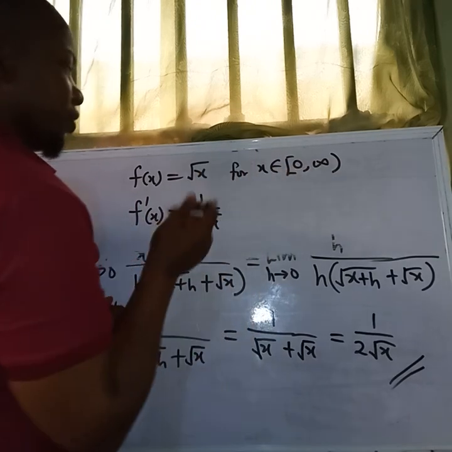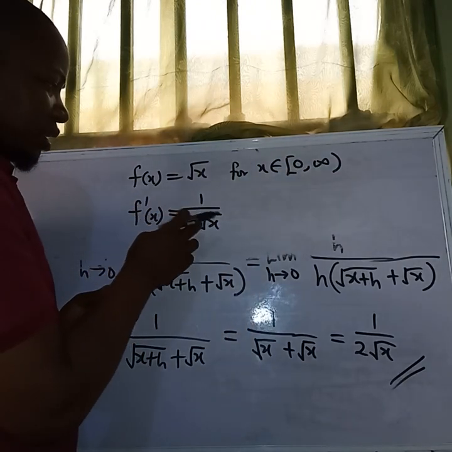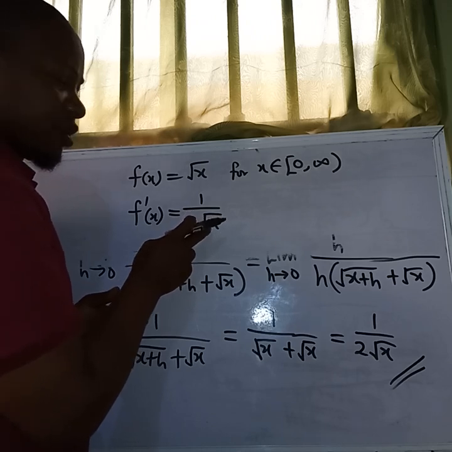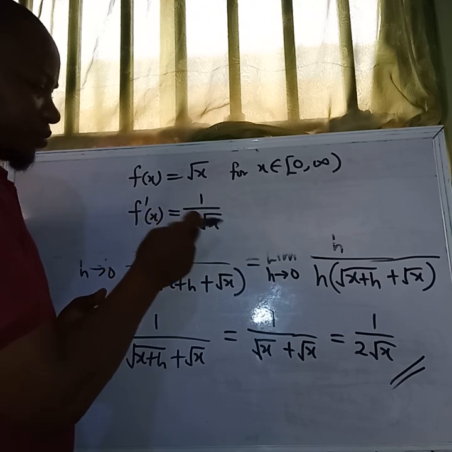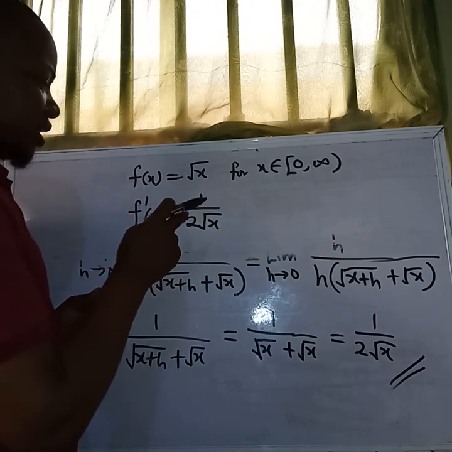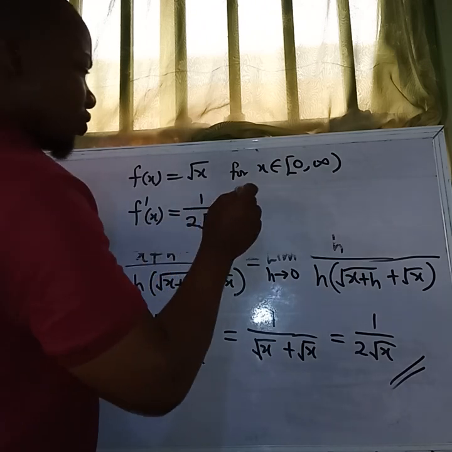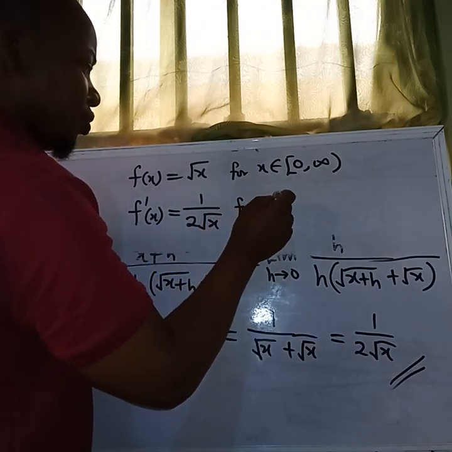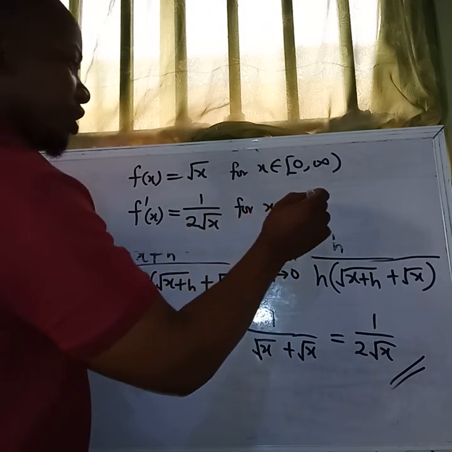Zero is inclusive in the domain of f, but here you will see that we can't put 0 because the expression is undefined, and because of that, 0 cannot be part of the domain of this function. So when we remove 0 from the domain, any value greater than 0 will be the domain of this function.